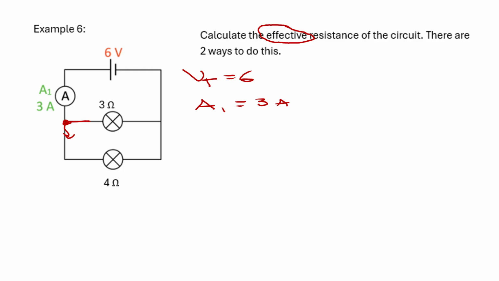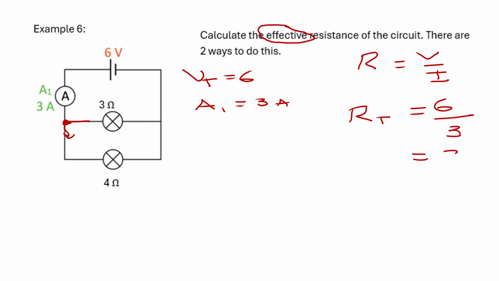Okay, so by putting the 6 and the 3, they're actually confusing it a little bit because they want you to think that you need to use those, but you don't have to. Okay, you can, because you can go R is equal to V over I. So to find R total, you just go V, which is 6, and I, which is 3. 6 divided by 3 is 2 ohms. Okay, so that would then be the answer in that way.